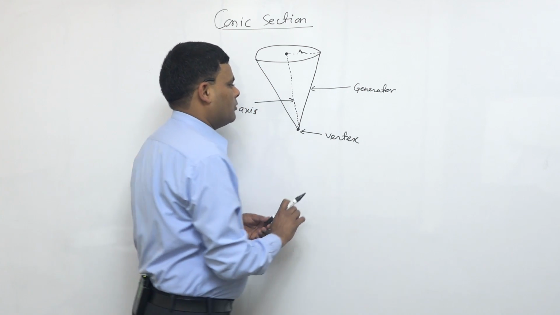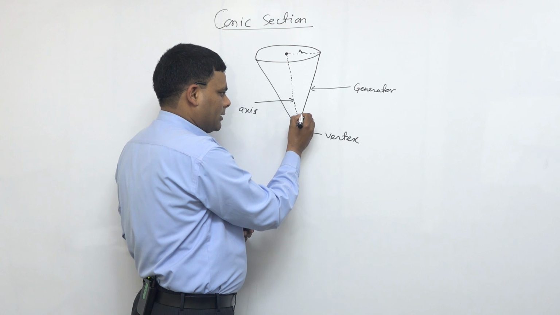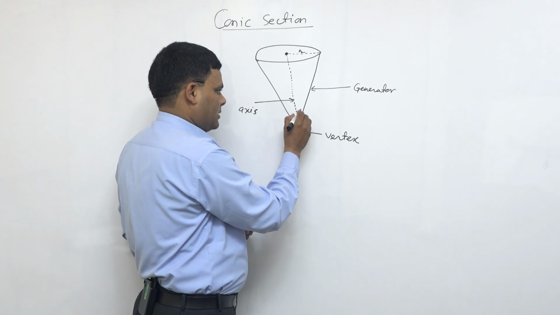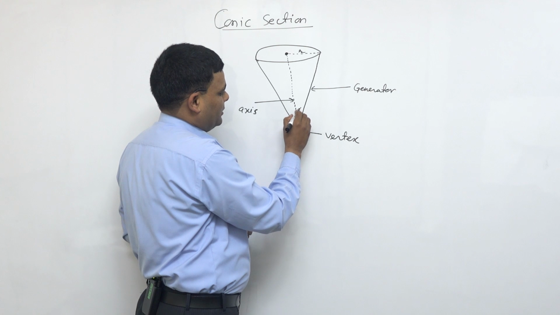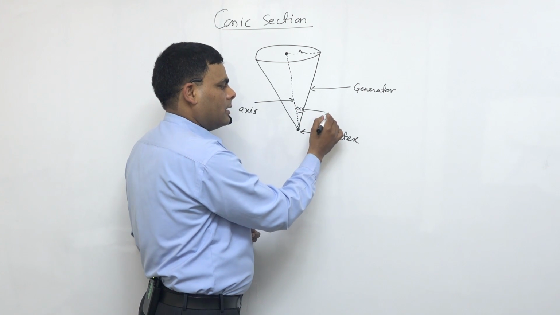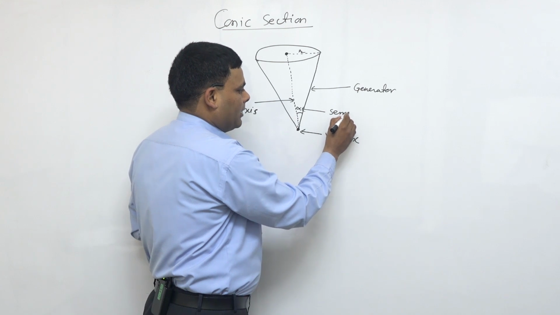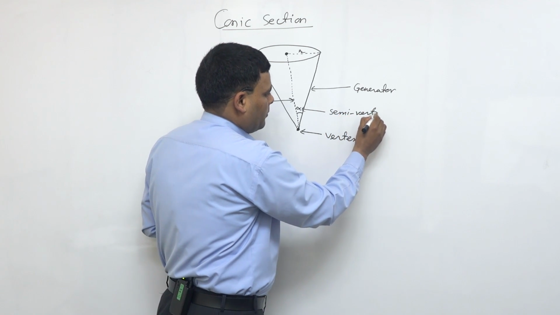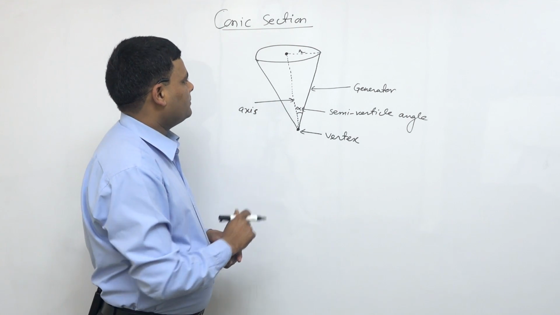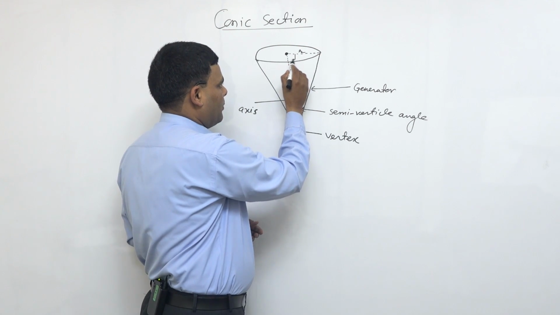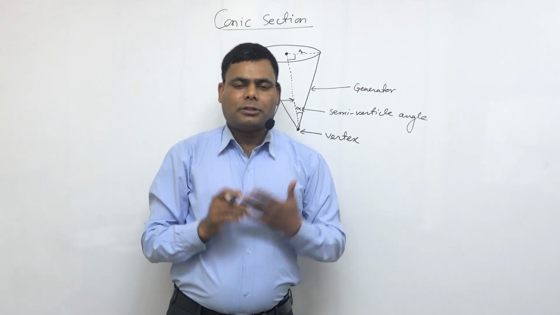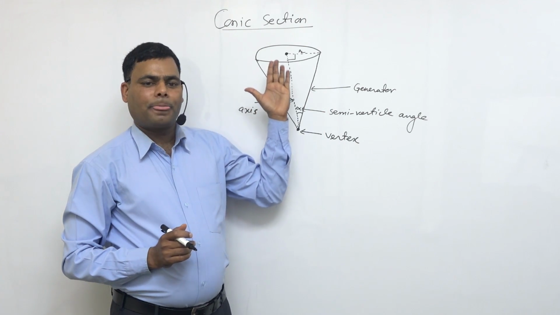Generator of a cone. And the angle formed by the generator with the axis is called the semi-vertical angle. Let us denote it by alpha. This alpha represents the semi-vertical angle, and the radius is perpendicular to the axis. Now this is called a right circular cone.